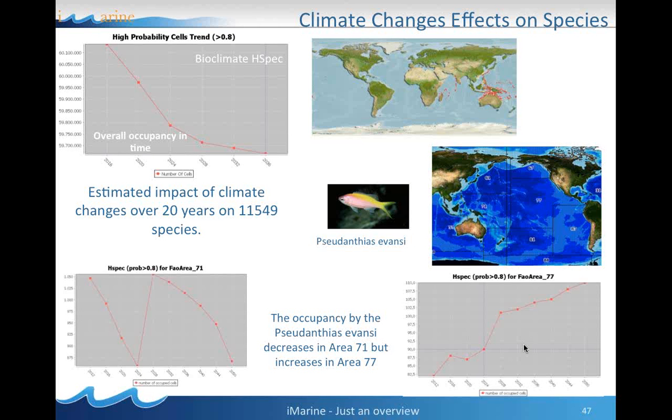And on the right part, you see instead that the analysis can focus on one single species and can report the estimated trends for several FAO areas. In this chart you see that the species is going to increase, and in this other chart you see that the species presence is likely to be oscillating.